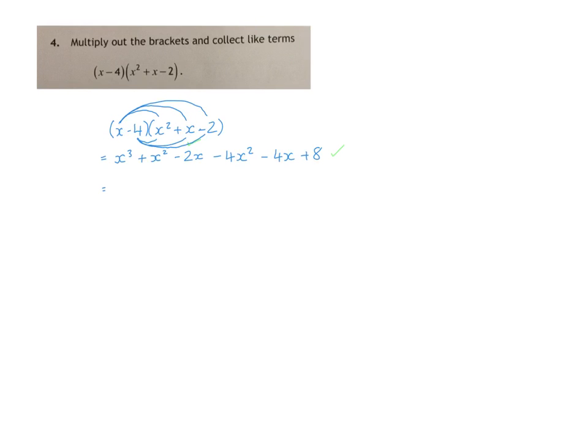So now we just need to collect our like terms to get our last mark. So we've got our x cubed. We've not got any other x cubed, so we can just leave it. If we look, we've got this x squared, and we've got this one. So we have to add them together, so we've got plus x squared minus 4x squared, which gives us minus 3x squared. Then if we look, we've got this minus 2x minus 4x. Put them together and we get minus 6x. And then we've only got the one number on the end, plus 8. So our final answer, which gets us all our marks, is x cubed minus 3x squared minus 6x plus 8.